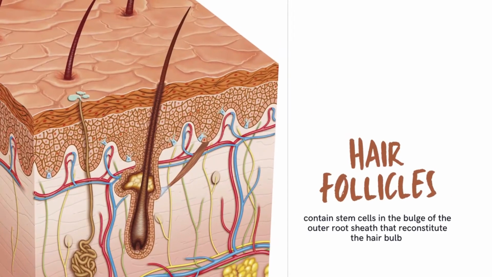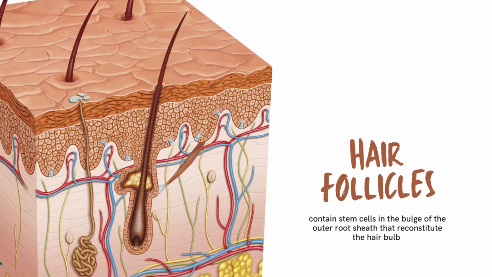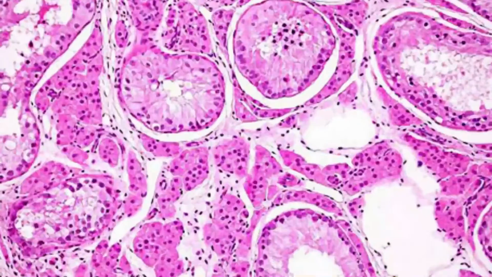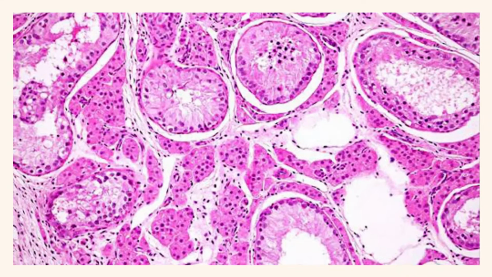The hair follicles contain stem cells in the bulge of the outer root sheath that reconstitute the hair bulb in each active phase of the hair cycle. The bone marrow contains hematopoietic stem cells, which renew the cells of the blood and immune system. Lastly, spermatogonial stem cells adjacent to Sertoli cells in the tubules of the testes produce sperm continuously in male mammals.